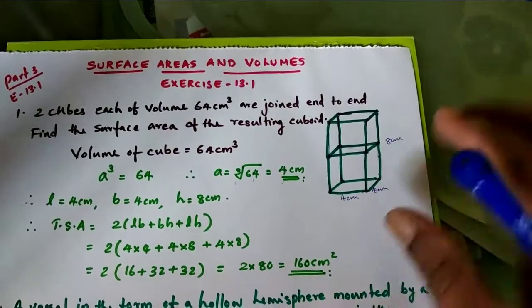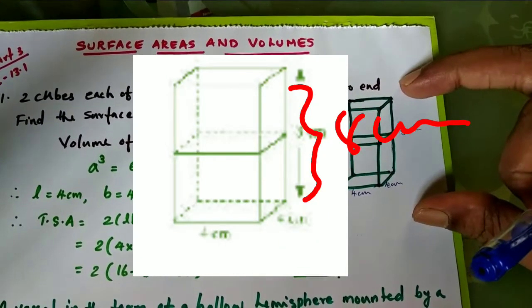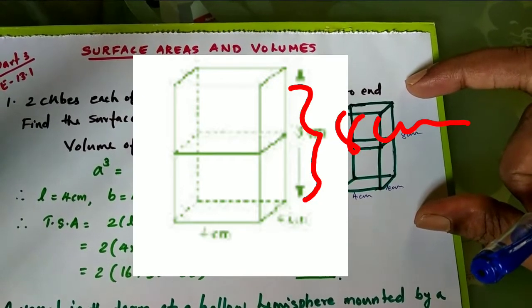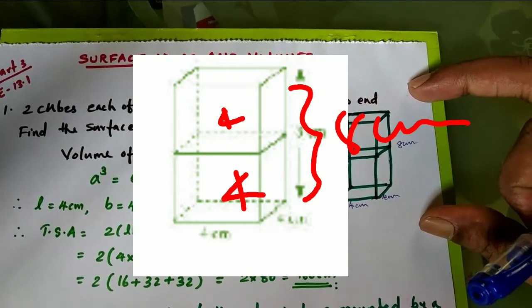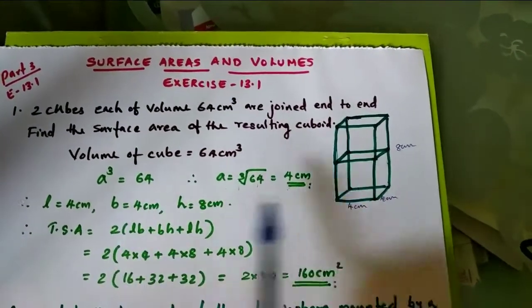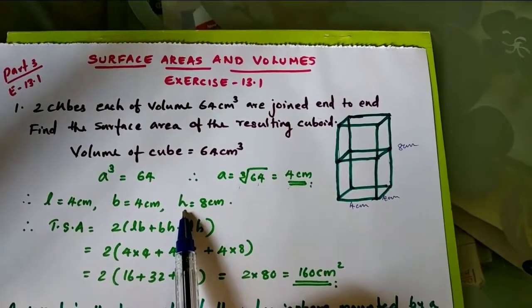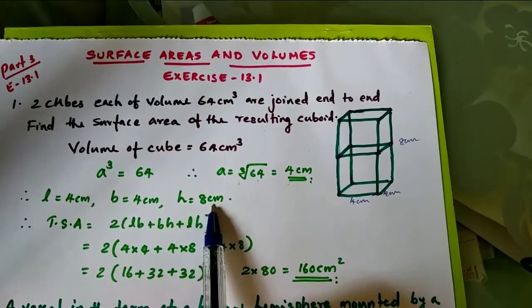So what is the height of the cuboid? Height of the cuboid is equal to 8 centimeter, correct? Because 4 plus 4 is equal to 8 centimeter. So length equal to 4 centimeter and breadth equal to 4 centimeter and h equal to 8 centimeter. Height of the cuboid is equal to 8 centimeter.